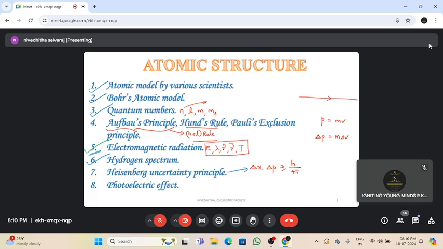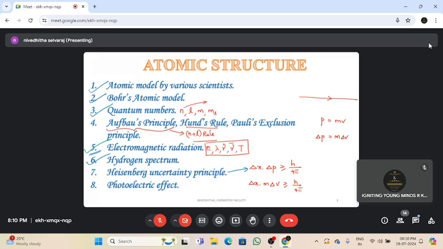See, here the microscopic particle is moving, but a moving microscopic particle will not have any change in mass. So delta is not applicable for mass. Delta is applicable only to velocity, because a moving particle's velocity may vary, but not the mass. So this can be written as delta x into mass into delta v, which is greater than or equal to h by 4 pi.